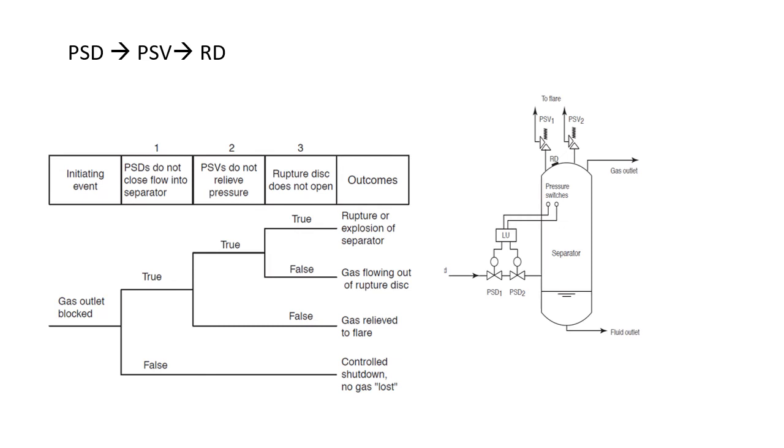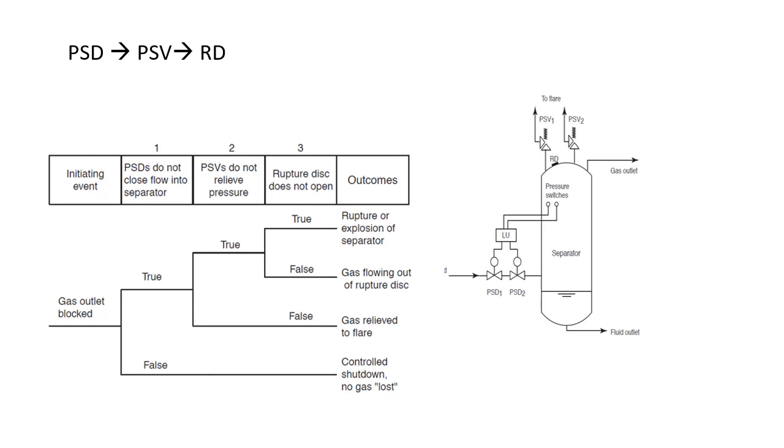Now there can be two situations. One is the PSD closes, or the PSD does not close. So in case the PSD closes, there is a controlled shutdown, right? Because the PSD closes, and there is no further escalation of the event. So this is a safe shutdown situation. But in the case where the PSD did not close, because of PSD malfunction or switch malfunction, then again the pressure rises in the vessel.